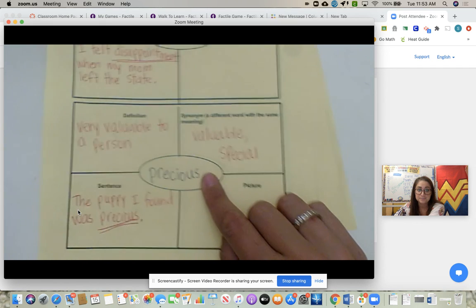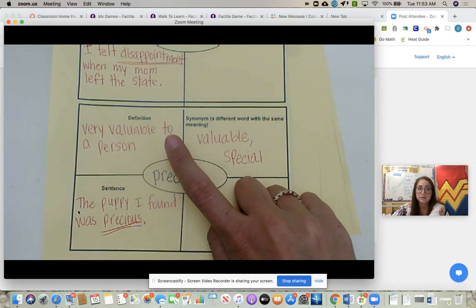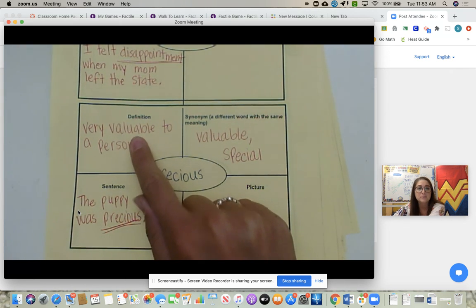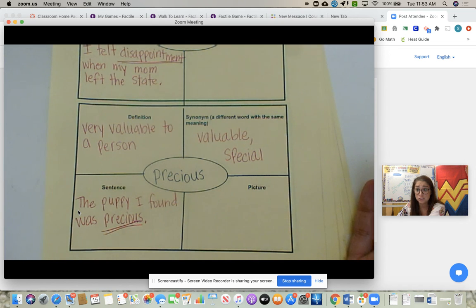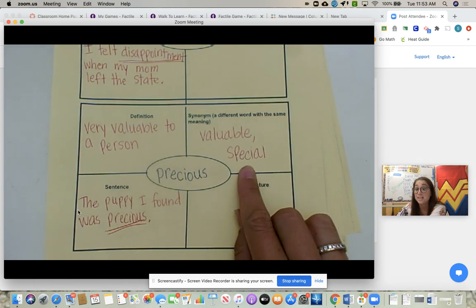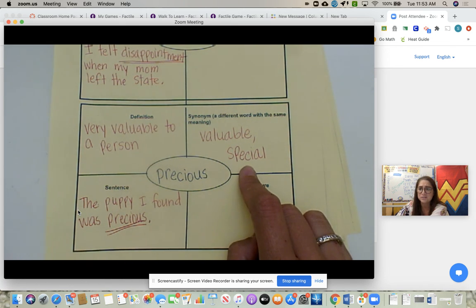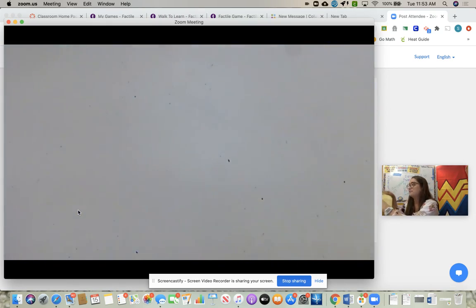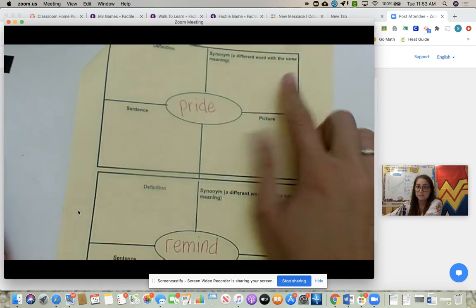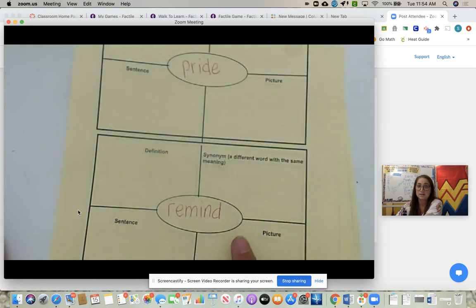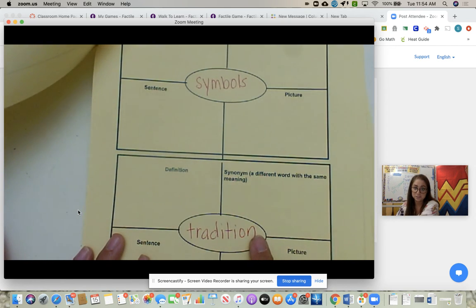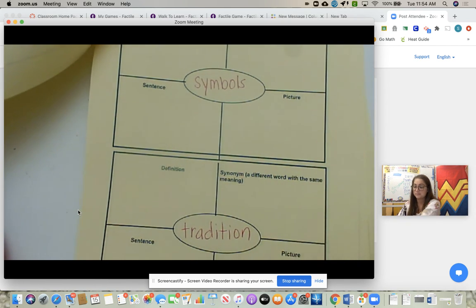Then we have precious, very valuable to a person. So our synonym right there, valuable. It could be money-wise, like something that's super expensive, or it's just super special to you. Maybe your mom gave it to you. It wasn't that expensive, but it's just special to you. It's precious to you because your mom gave it to you. And then for homework, again, you don't have to do the synonym, but pride, remind, symbols, and tradition. So there's the remaining words.